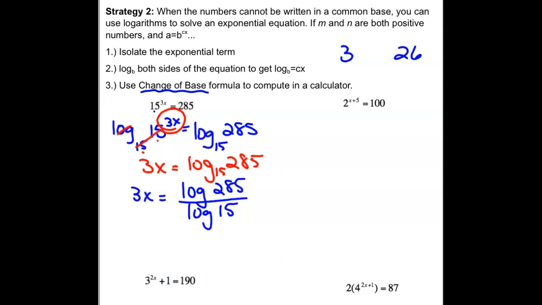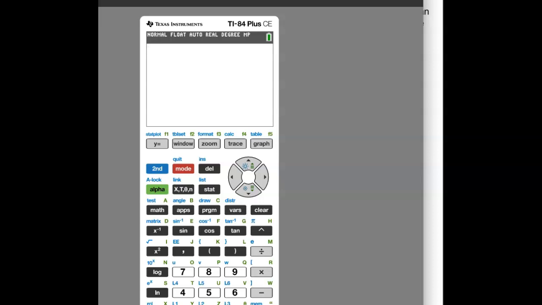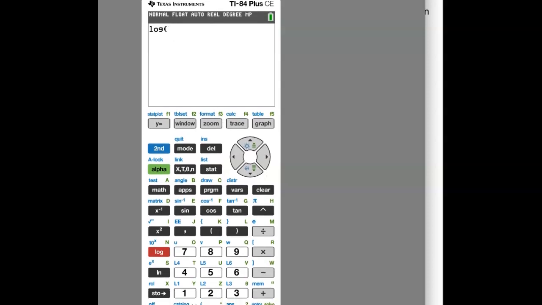All right, so we're going to grab our calculators and figure out what is the log of 285 divided by the log of 15. Remember that there are going to be parentheses that you're given, and you have to close that off before you move to the bottom denominator piece. So we want the common log of 285. Close off our parentheses, divided by common log of 15.